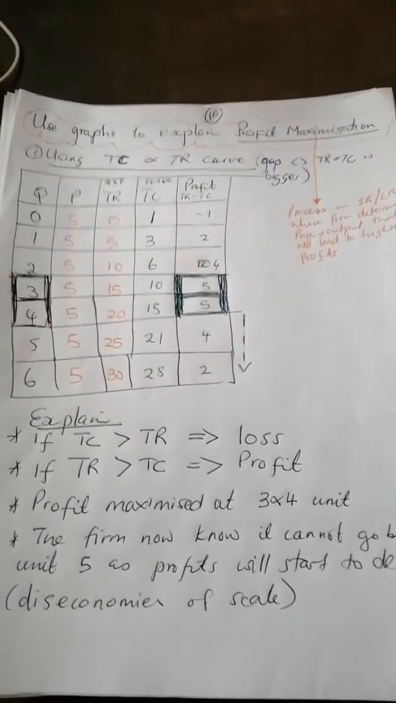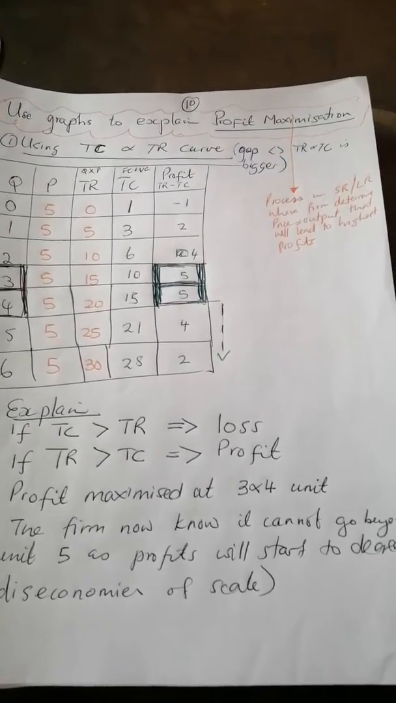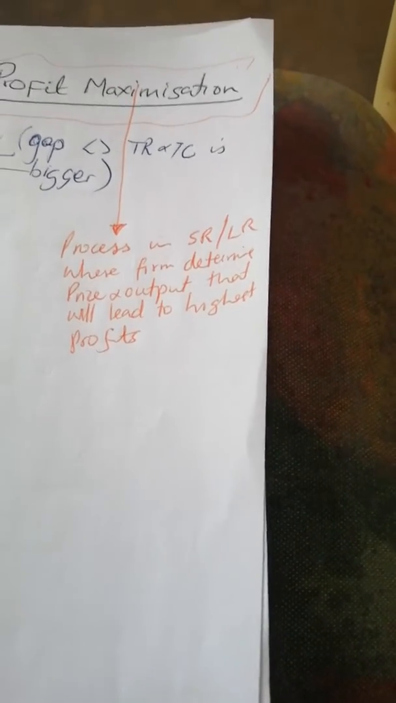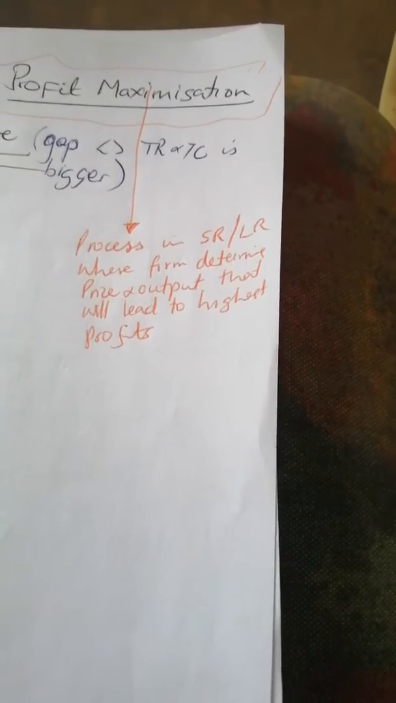Okay, the next one says use graphs to explain profit maximization. Now, what is profit maximization? Profit maximization is a process in the short run or in the long run where the firm determines the price and the output that will lead to the highest profit.